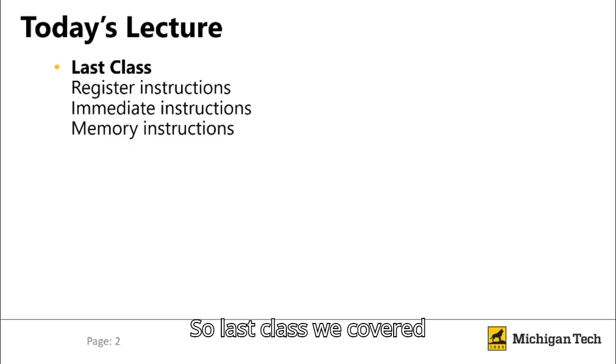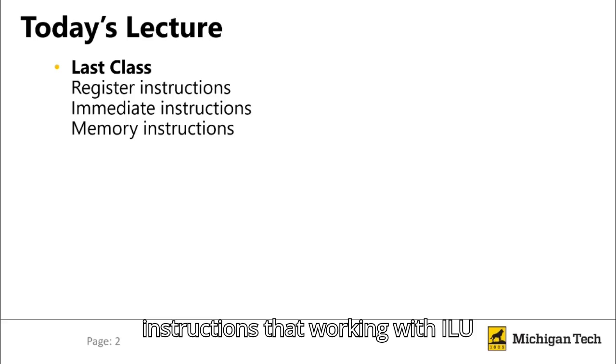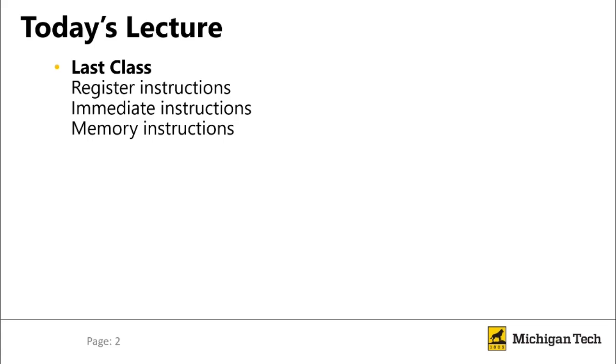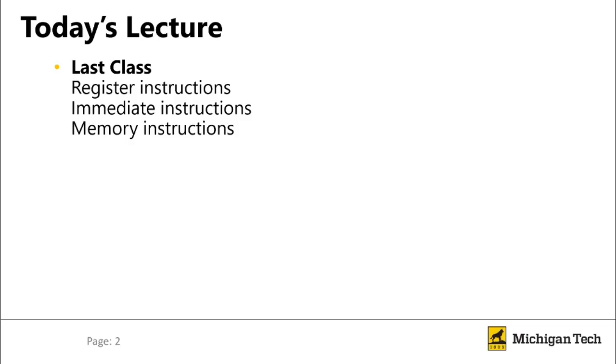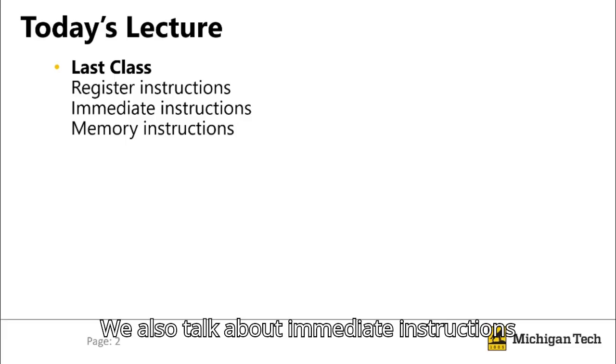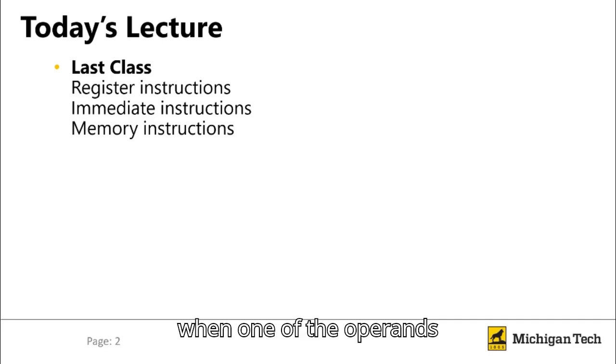So last class we covered register instructions, the instructions that work with the ALU, mostly register instructions. They work with registers and put the result in registers. They have three operands: two operands acting, and the result going to the other one. We also talked about immediate instructions, when one of the operands is a constant number.